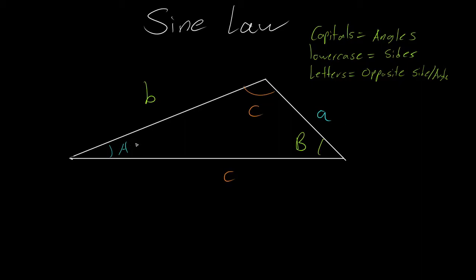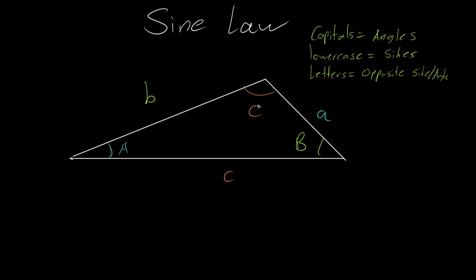The capital letters represent the angles. So capital A, capital C, and capital B all are the corresponding angles of the triangle. The lowercase letters represent the sides. So b is all this, a is all this, and c is all of this. The letters are the matching opposite angles to its side. So capital A is right across from a, capital C is right across from c, and capital B is across from b. So that's how I label my triangle.